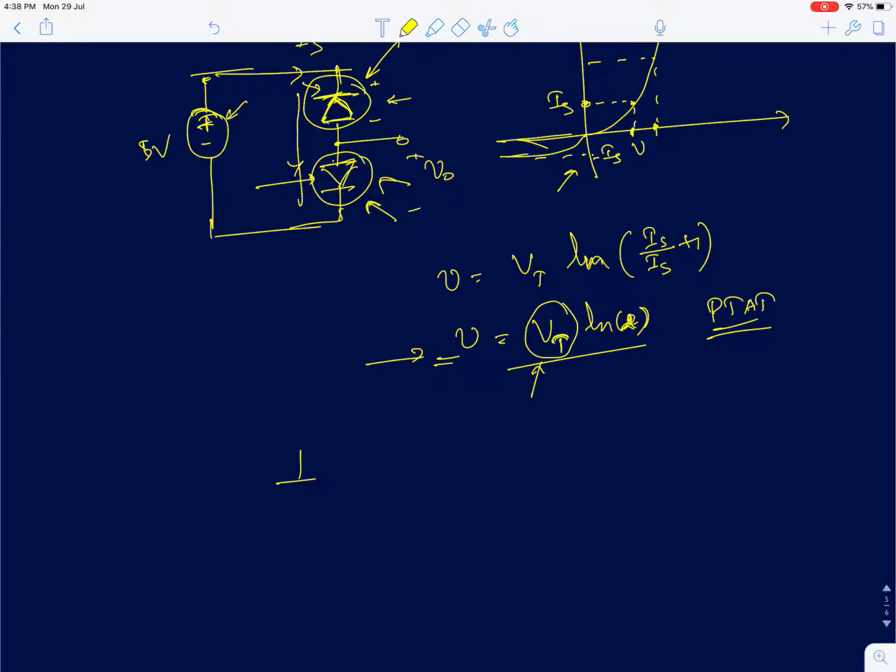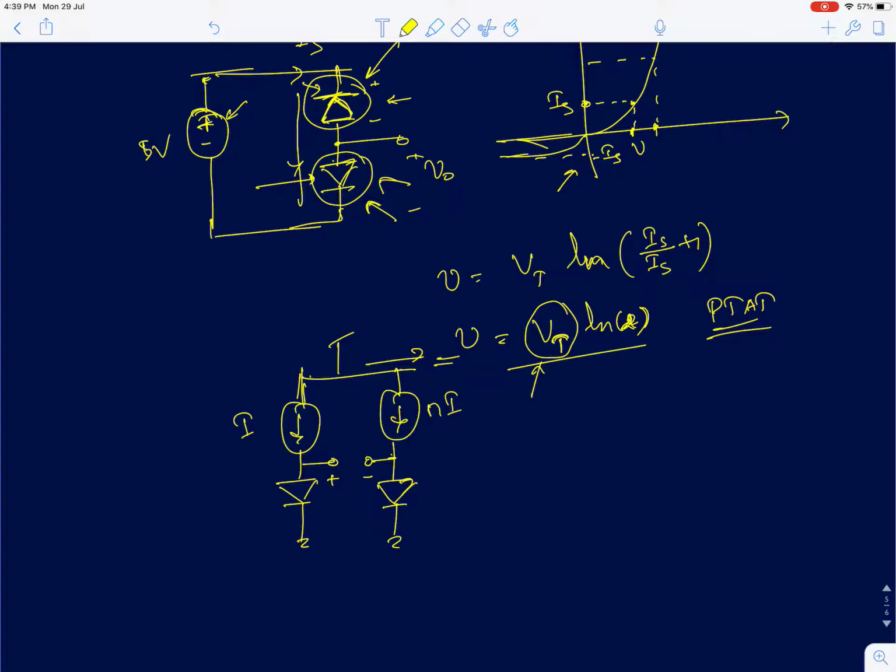So let me give another problem. Assume that you have a diode and you are forcing a constant current through a diode. These two are identical diodes, okay, and here I am forcing a current I, and here I am forcing a current N times I. Now we need to find the voltage difference between these two diodes, okay.